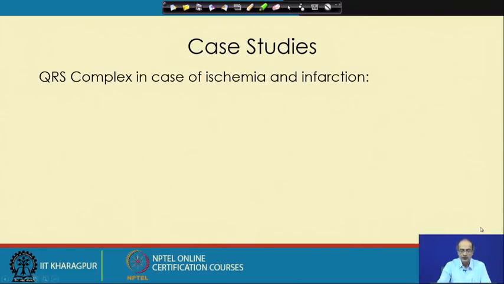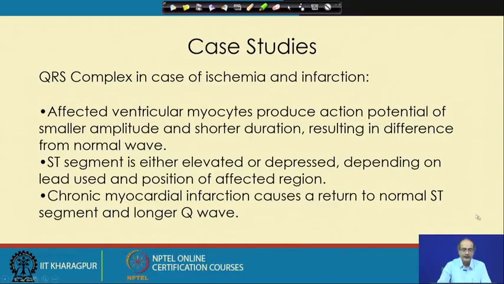So, here we see how that happens. The affected ventricular myocytes produce an action potential of smaller amplitude and shorter duration, resulting in a difference from the normal wave. The moment it becomes ischemic, it cannot perform the regular duty in a proper way. Not only does the contraction become weak, the signal amplitude also changes in behavior. And that gets reflected in the ECG signal.